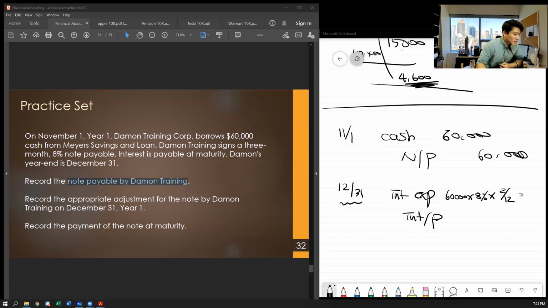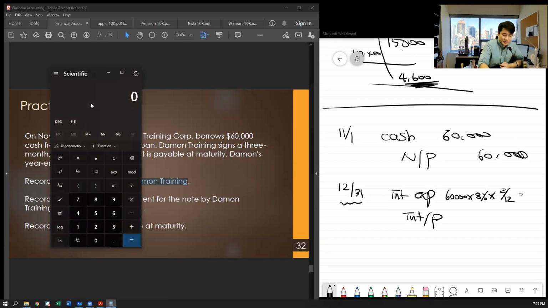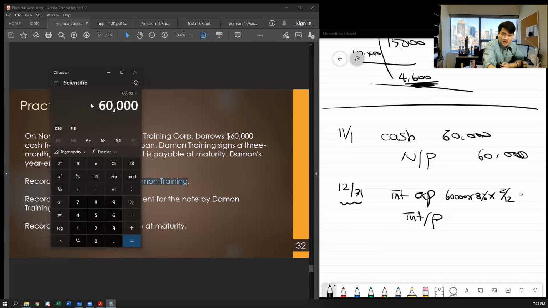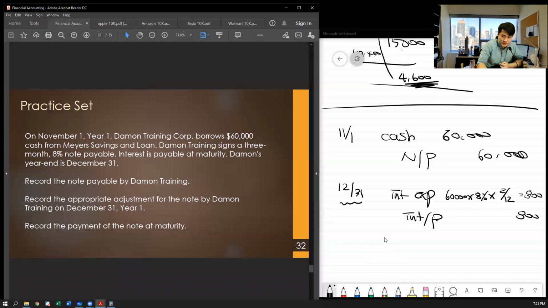Calculator. Okay. 60,000 times 8% times 2 over 12. So that's 800. 800 interest expense, 800 interest payables. Okay. Record the payment of the notes and maturity.